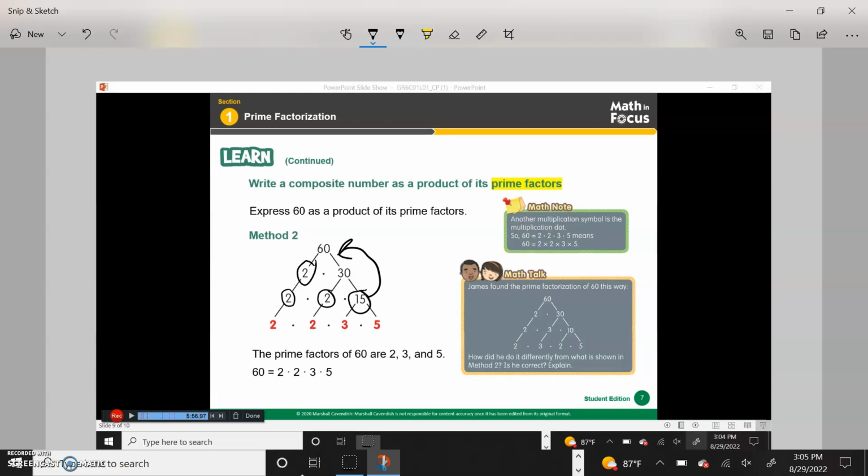So my 2 here is prime. Just bring it down, bring it down. Now I've got to break down my number 15. 3 times 5 is 15. So there we go. We can see the prime factors of 60 are 2, 3, and 5. The composite number as the product of its prime factors is 2 times 2 times 3 times 5. Now you can see we have some dots here. Those dots can represent multiplication. All right, so this would represent the prime factorization of the number 60.